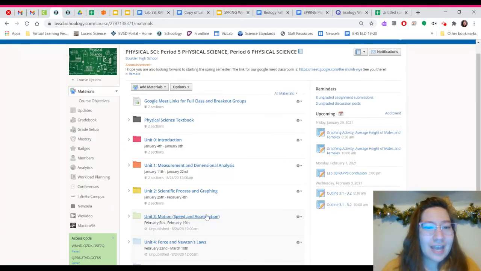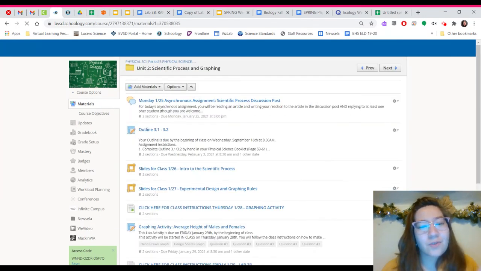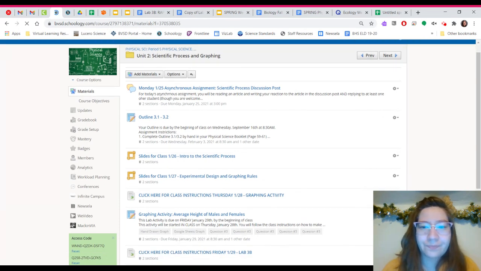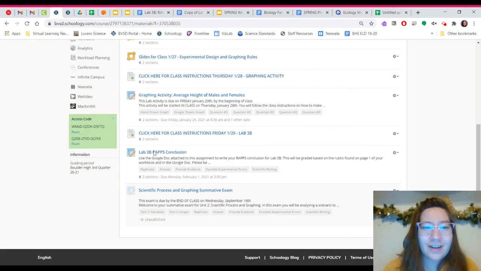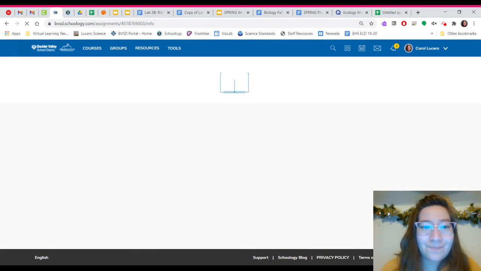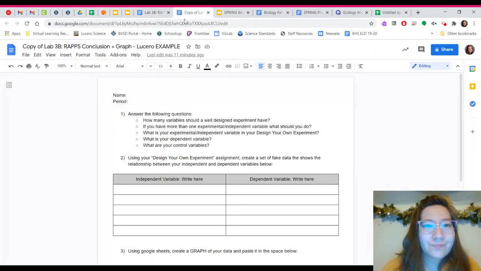So again, starting from Schoology, click on Unit 2, Scientific Process and Graphing, and scroll to the bottom of what we have so far and go ahead and find that assignment right here. What you're going to find is this is a Google Doc linked assignment. What this looks like is this.